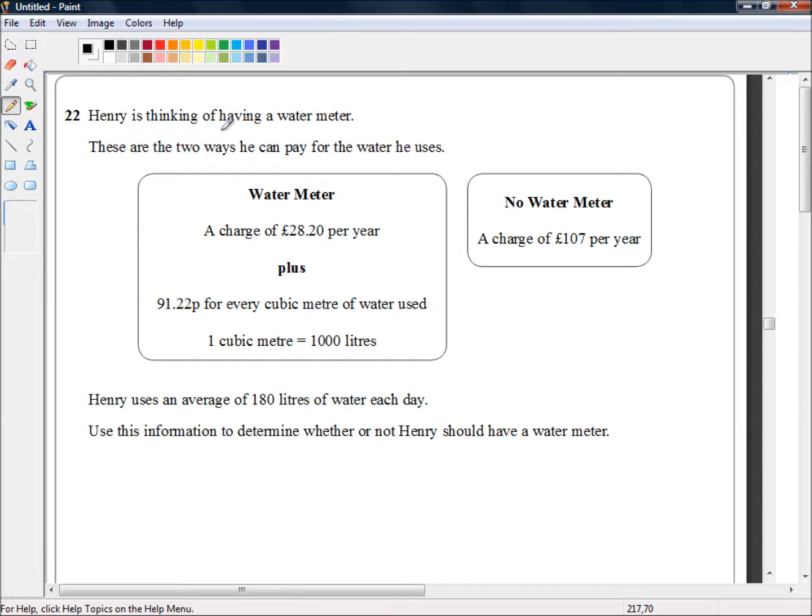This is paper 1MA1/3F. It's the third paper in the foundation tier. It is a calculator paper and we're picking up in question 22.